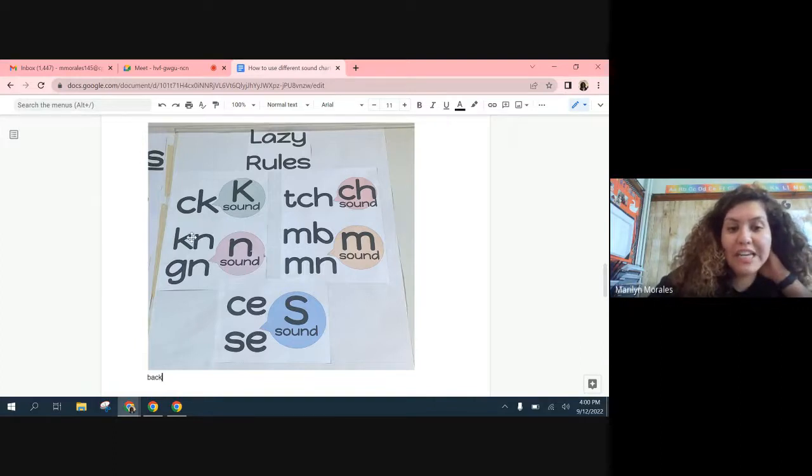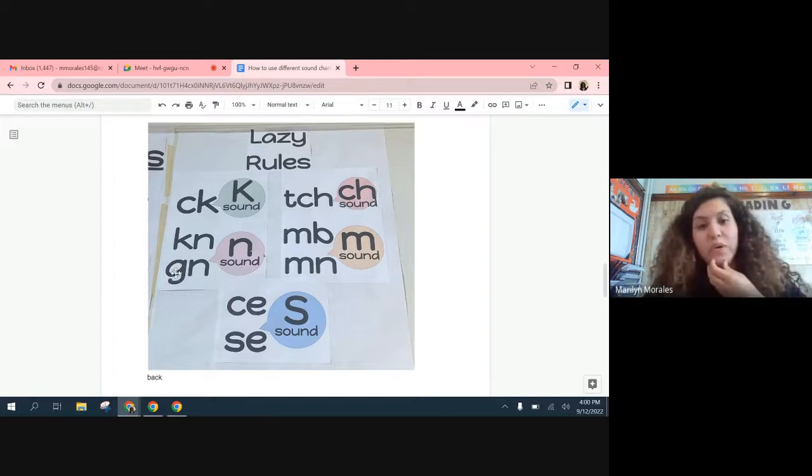Then the other one, the KN and the GN, says n, like in no, like I know you. Or when you see those little lawn gnomes. So that's how I use it here. I tell them, oh, one of the letters is being lazy. The K is being lazy. That's why you don't hear it. The G is being lazy. That's why you don't hear it.